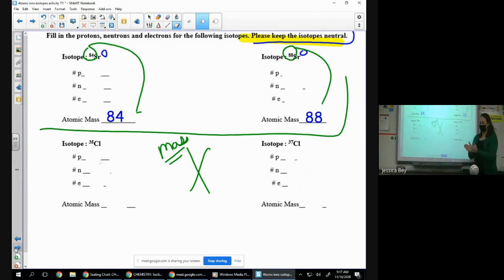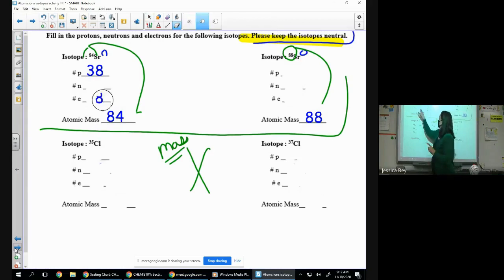Okay. Now, we get our periodic table. Strontium's over on the left-hand side. SR. How many protons in strontium? How many protons in strontium? You got it. 38. Now, if it is neutral, what also has to be 38? Protons are positive. What's negative? Electrons. Good.